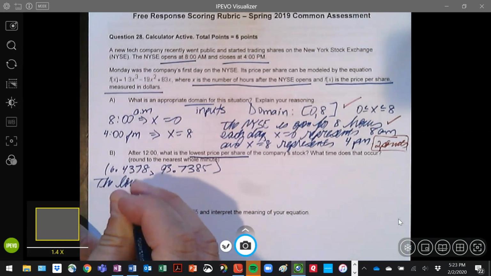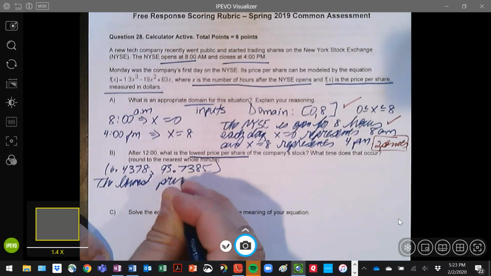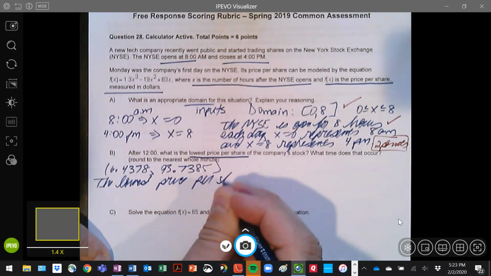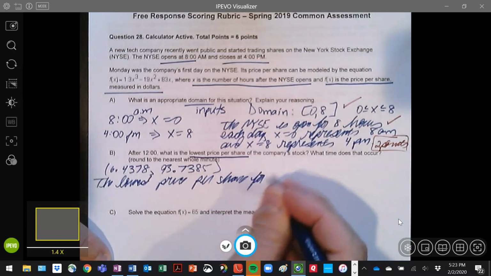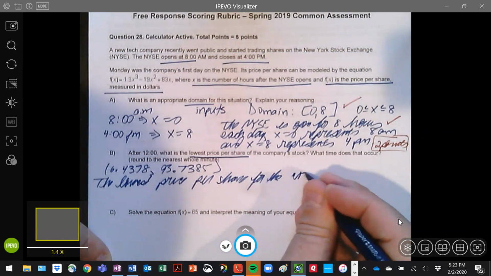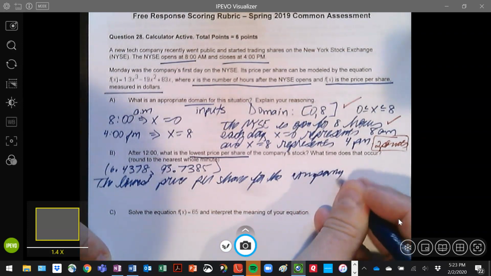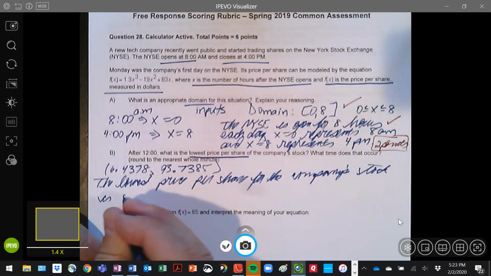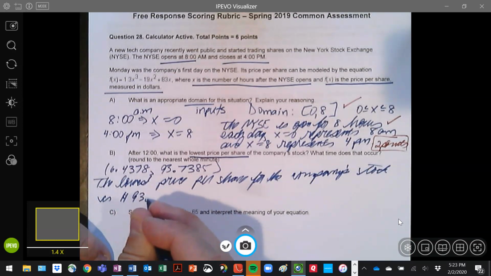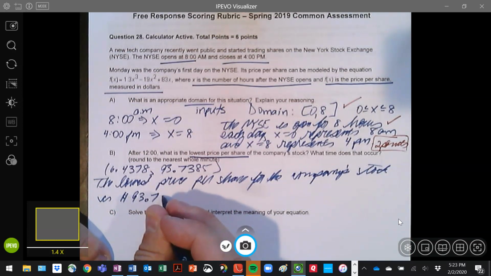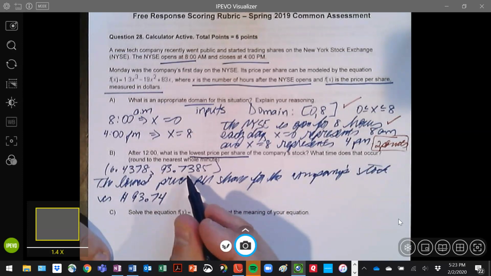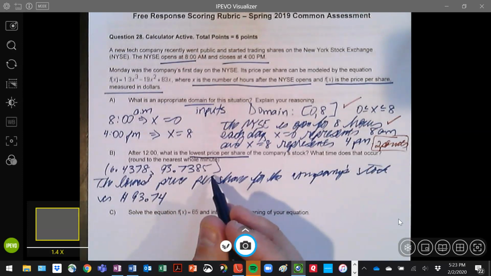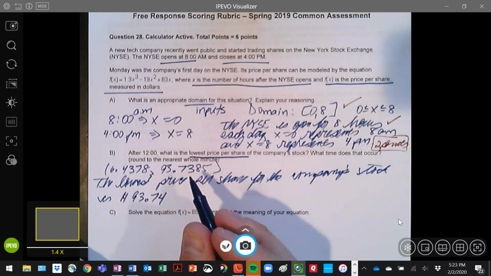After 12 o'clock, what is the lowest price per share of the company's stock? The lowest price per share for the company's stock is, since this is in dollars, $93. I'm going to put $93.74 because we have 93.7385. We would round. If you put $93.73, I'm pretty sure we accepted that as well.